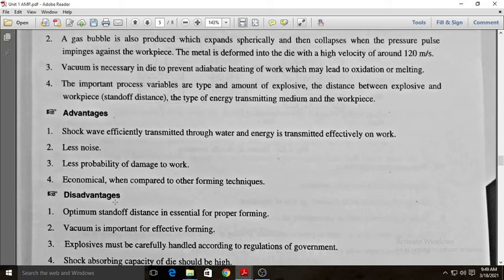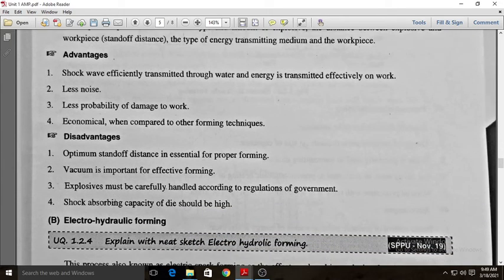Then the disadvantages are, an optimum stand-off distance is essential for proper forming. Optimum stand-off distance means the distance between the workpiece and the explosive. So it should be optimum, otherwise it will not produce proper forming. Then vacuum is again important for effective forming. The explosive must be carefully handled according to government regulation. Shock absorbing capacity of the die should be high.